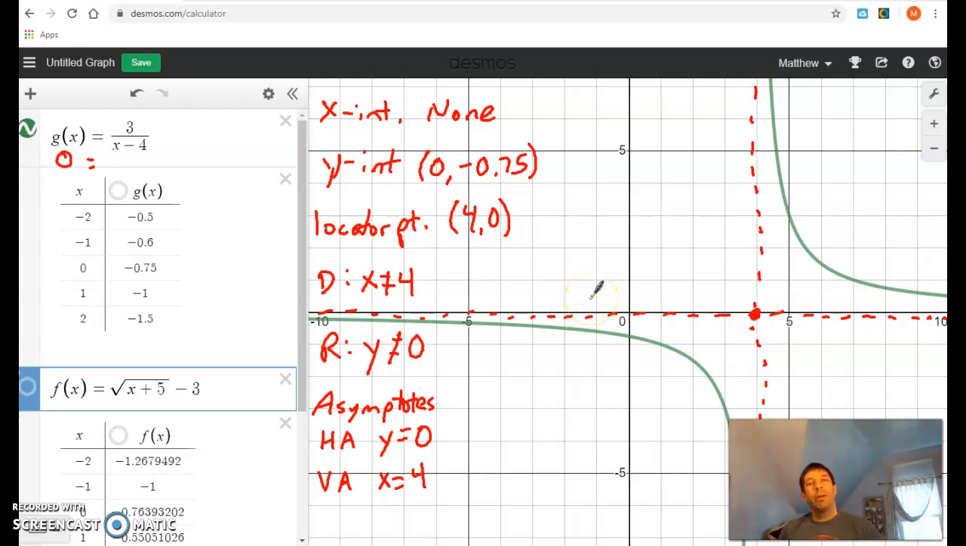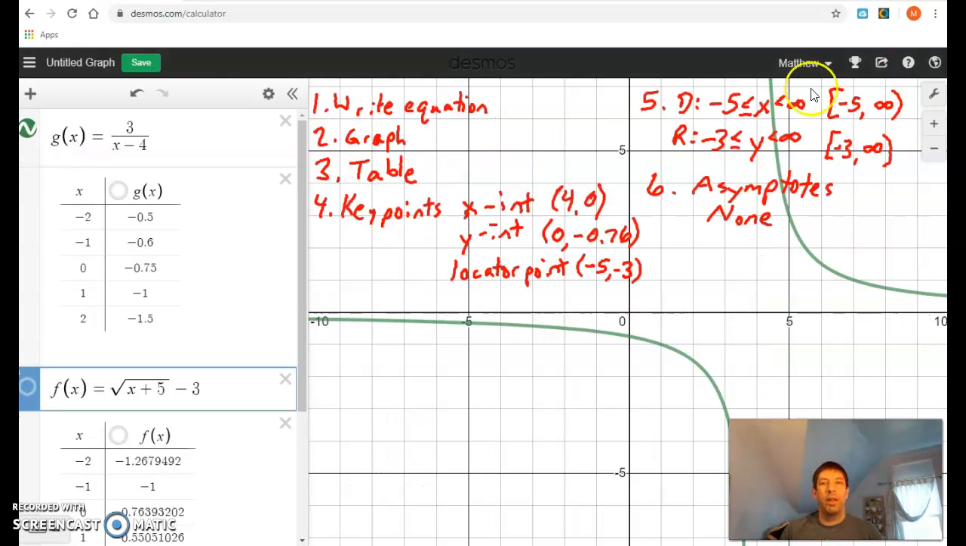So just to recap, when you're investigating functions, step 1, you want to write the equation. I'll go back to the previous slide here. Step 2, graph it. Step 3, make a table. And you can switch steps 2 and 3, but equation, graph, table. Then label the key points, x-intercepts, y-intercepts, locator points. Find the domain and the range. And if there are any asymptotes, you want to give the equations for the asymptotes. And that's everything that goes into investigating a function.